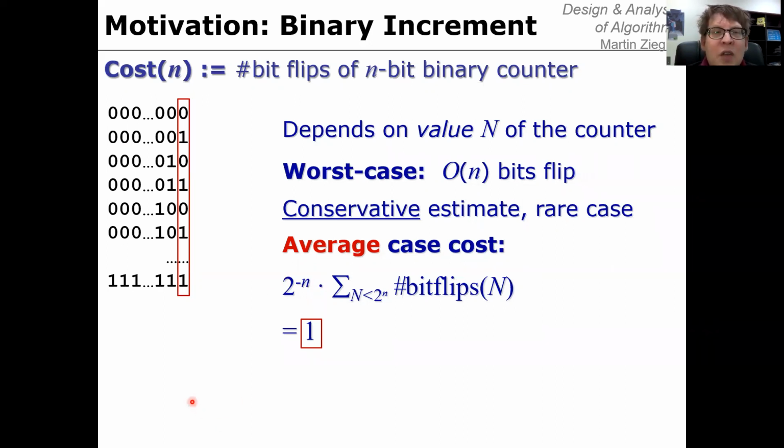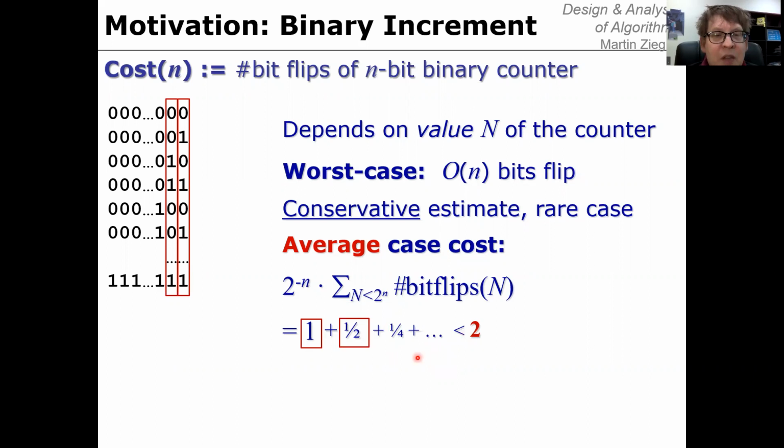And now we count how often the next significant bit flips. That only flips every second time, right? So here's no flip, flip, no flip, flip, no flip, and so on. So in half of the cases, only the next bit flips. How often does the third bit flip? The third bit flips every 4th time. No flip, no flip, no flip, flip, no flip, no flip, no flip, flip, and so on. So every 4th time the next bit flips, every 8th time the next bit flips, and so on.